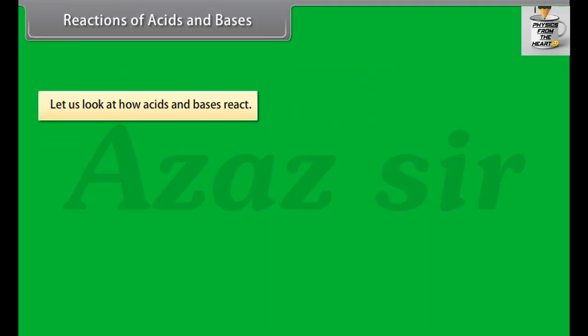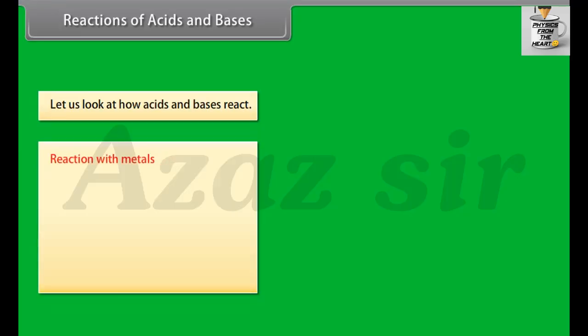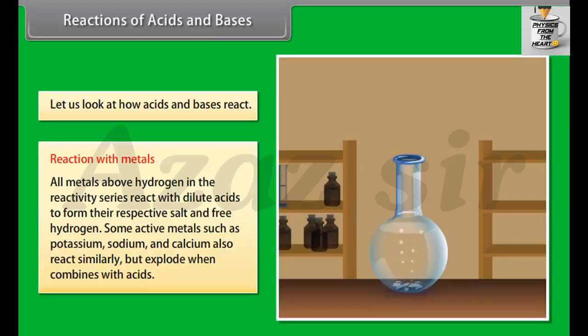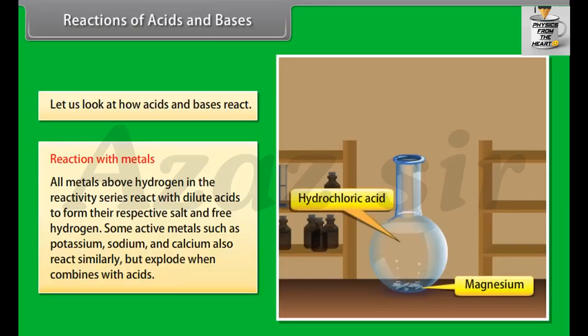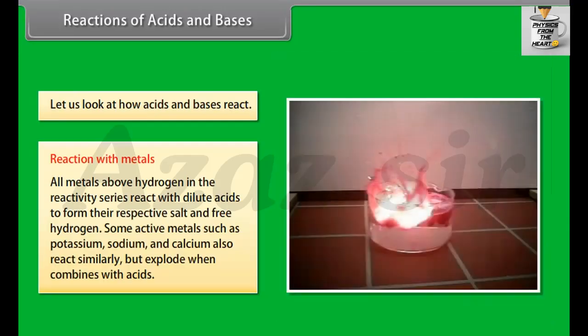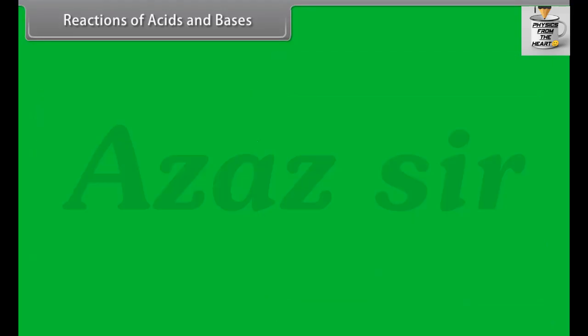Let us look at the different reactions of acids and bases with metals, metal carbonates, and metal hydrogen carbonates, and with each other. Reaction with metals. All metals above hydrogen in the reactivity series react with dilute acids to form their respective salt and free hydrogen. Active metals such as potassium, sodium, and calcium also react similarly but explode when combined with acids.